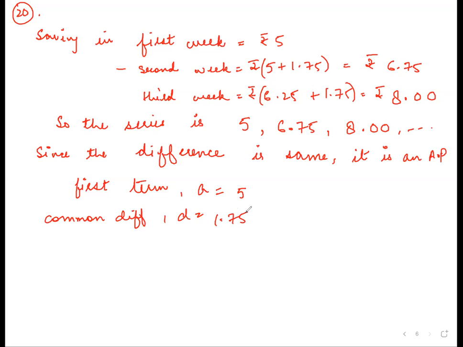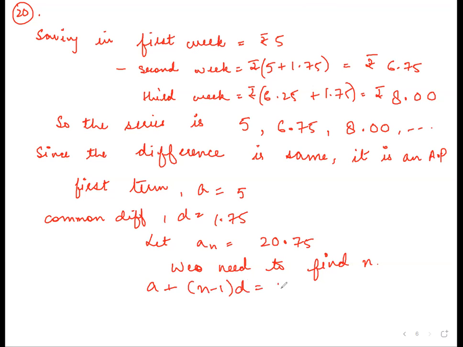Now what you have to find: if in the nth week her weekly saving becomes this much, so the nth term is given. Let an be equal to 20.75, right? We need to find n. So a plus n minus 1 into d is 20.75. You will put the value of a and d, and then you will find n. So I'm leaving it for you.